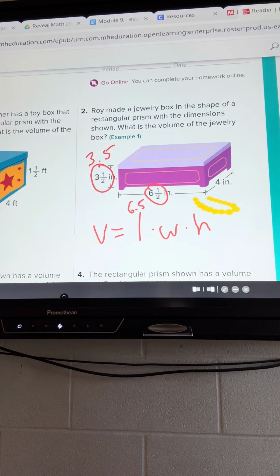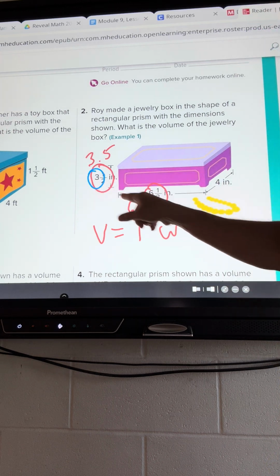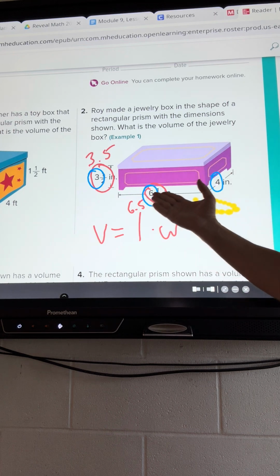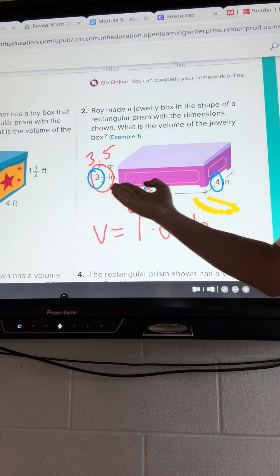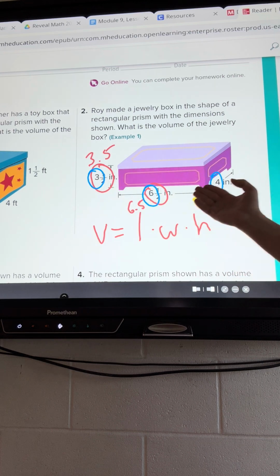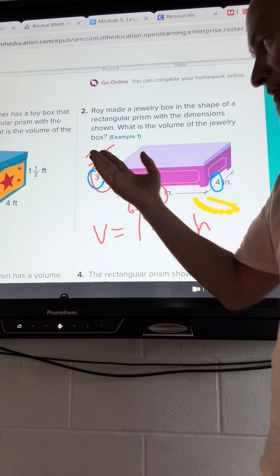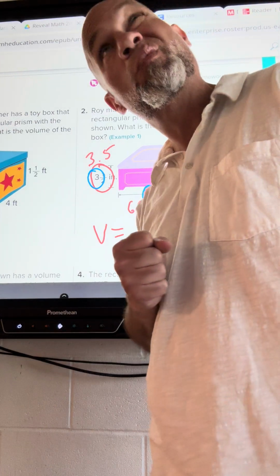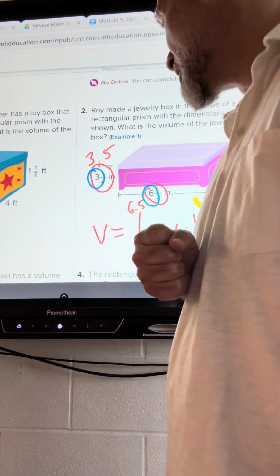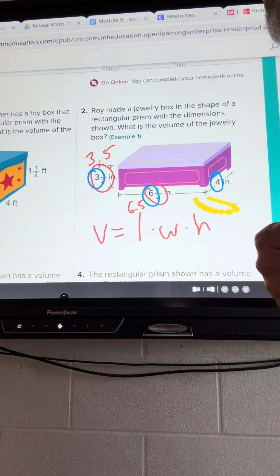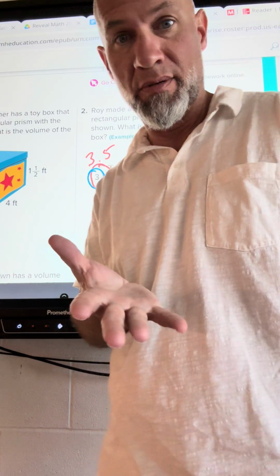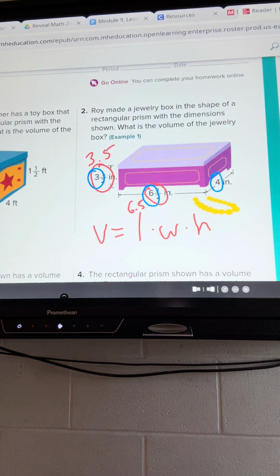A good thing to always do is make an estimate. You've got a number a little bit bigger than 3, a little bit bigger than 6, and 4. So even if you rounded both of these up to 4 and 7, 7 times 4 is 28, 28 times 4 is 112. You want to make sure that you're in the ballpark, somewhere around there.